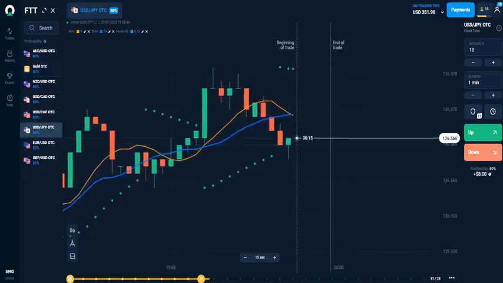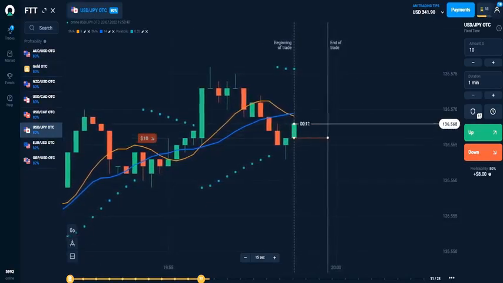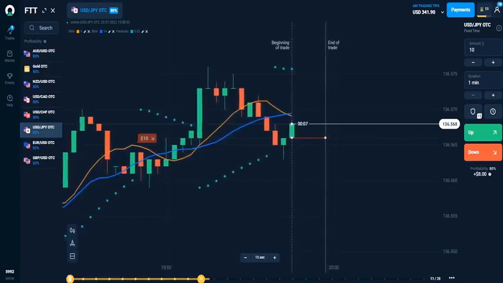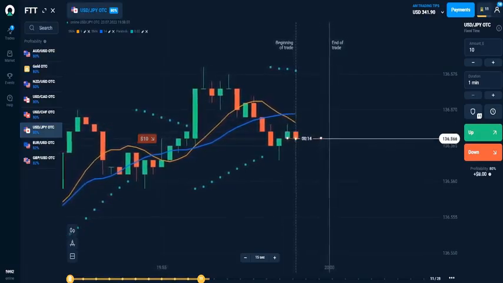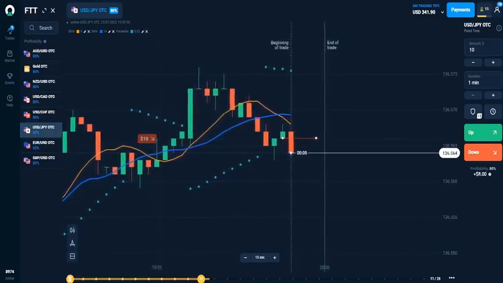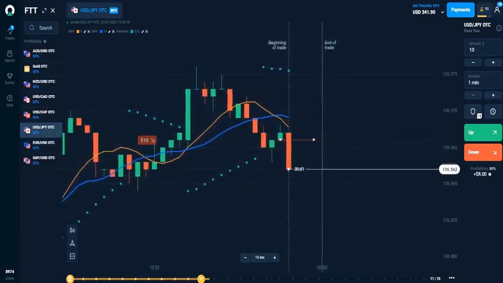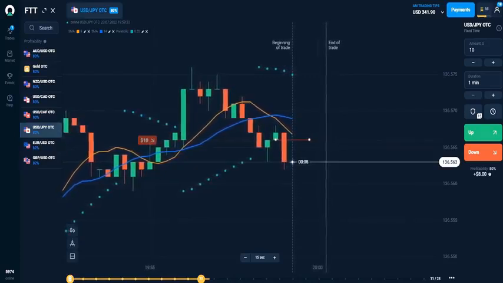Let's break down another sell trade I just took using the same strategy. The 9 and 14 period simple moving averages have just crossed. That's our first signal. The parabolic SAR dots are now above the candle, confirming a downtrend. We also got a strong red candle, showing selling pressure. Based on all 3 confirmations, I placed a 1-minute sell trade.